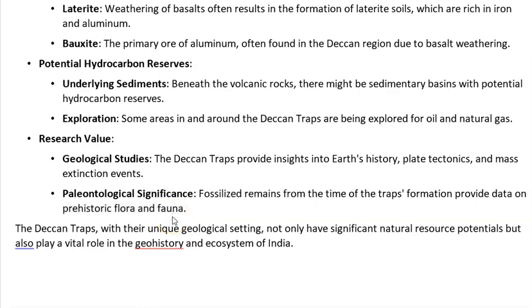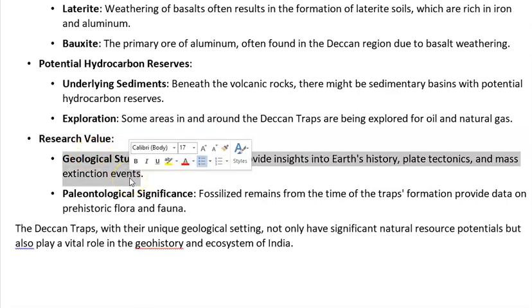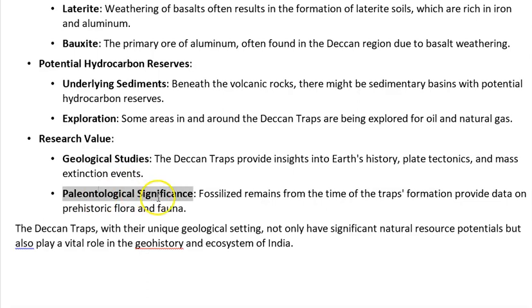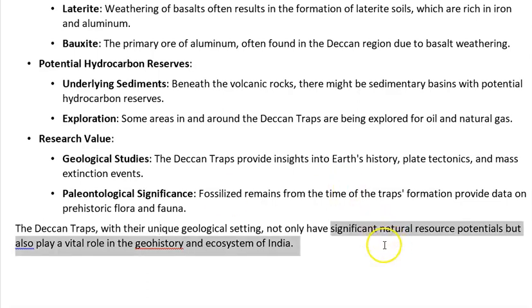Paleontological studies are also possible because, under the subheading geological studies about plate tectonics and mass extinction, we will be writing the paleontology about fossilized remains. So conclude suitably by saying that okay, because of the unique geological settings of this particular area, it has significant natural resource potential and has geological and ecosystem significance in India. Thank you.